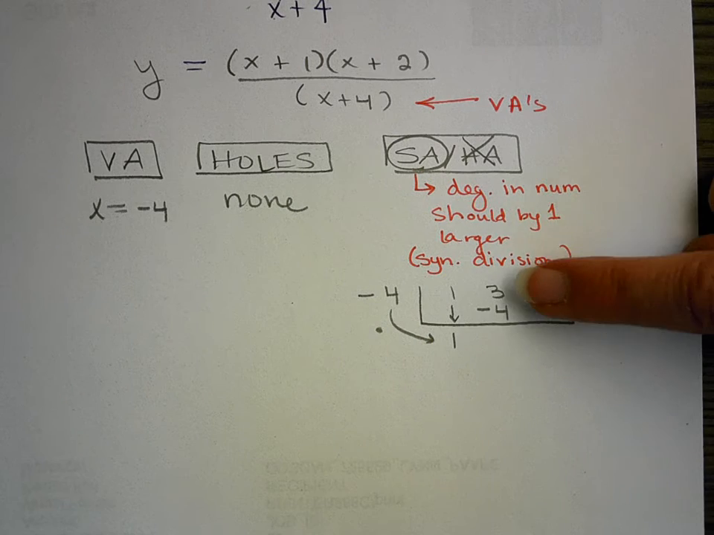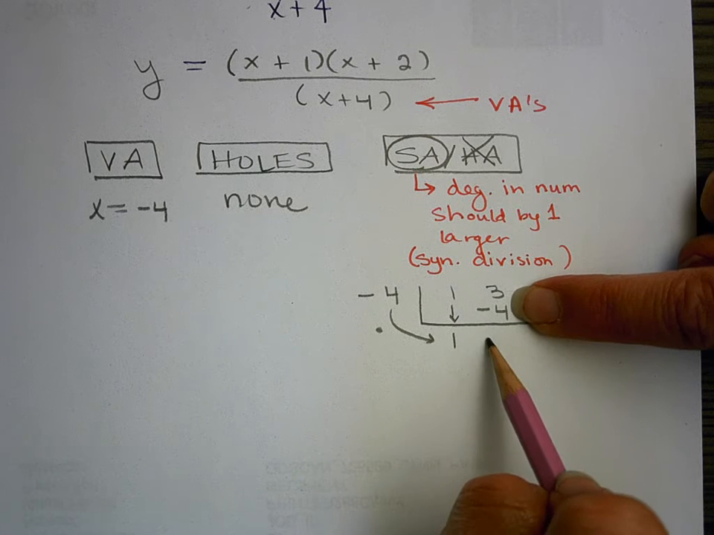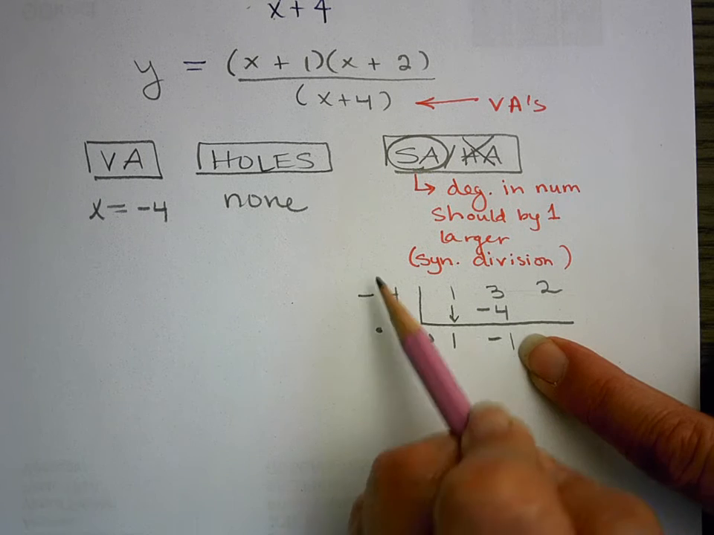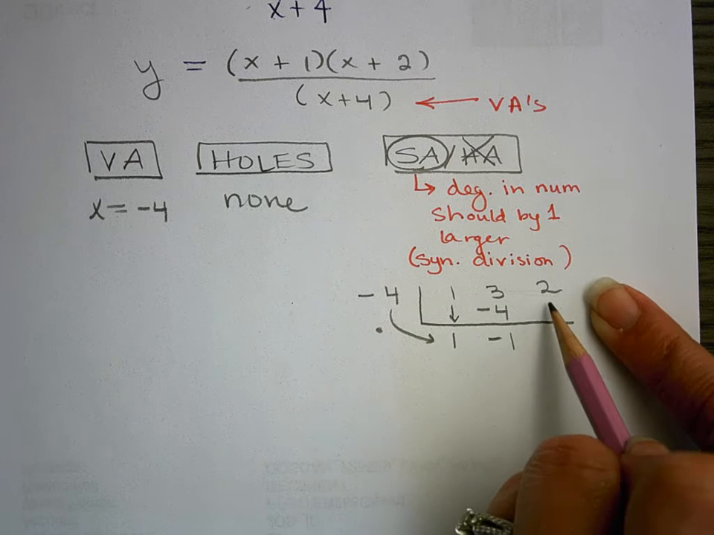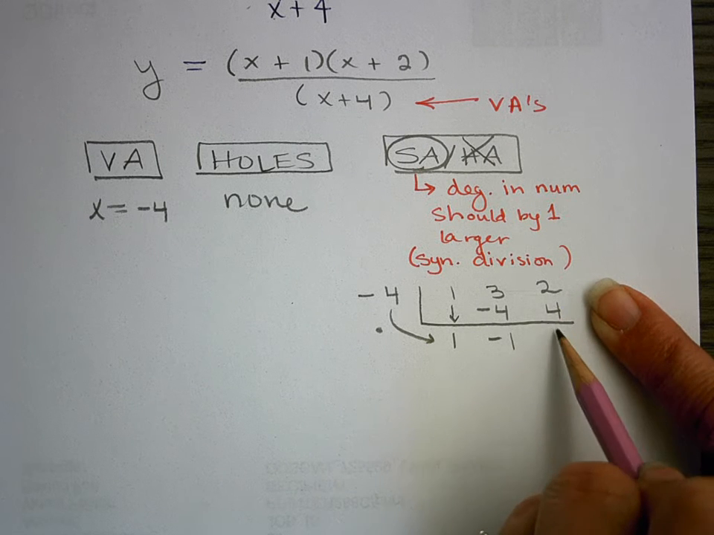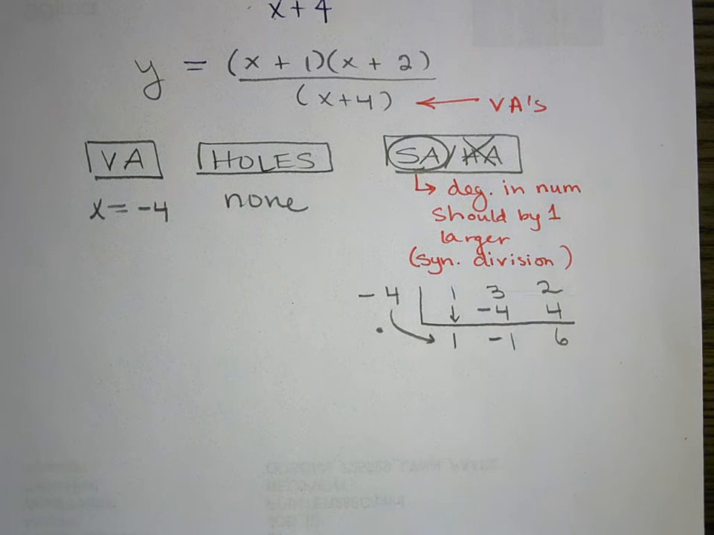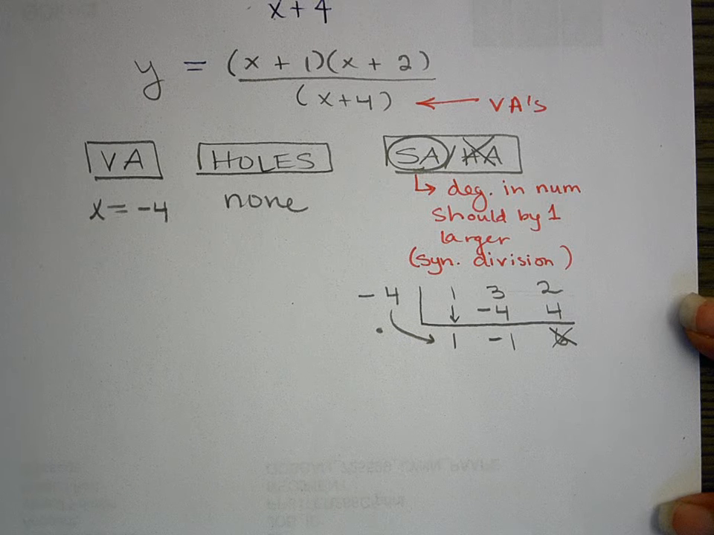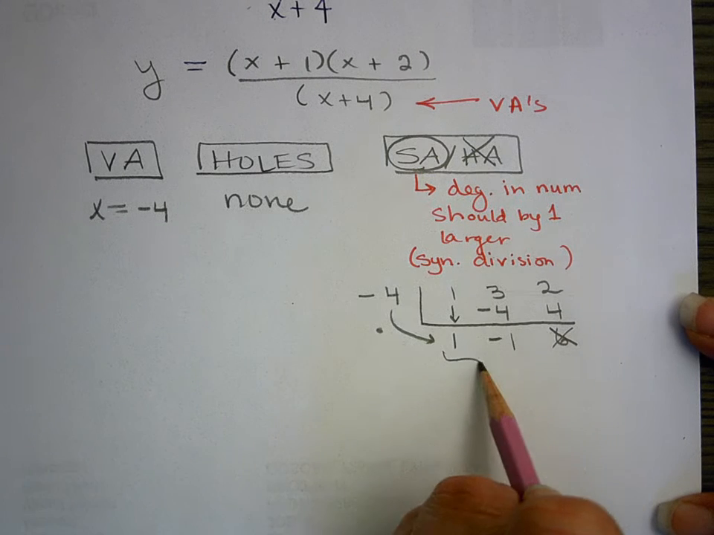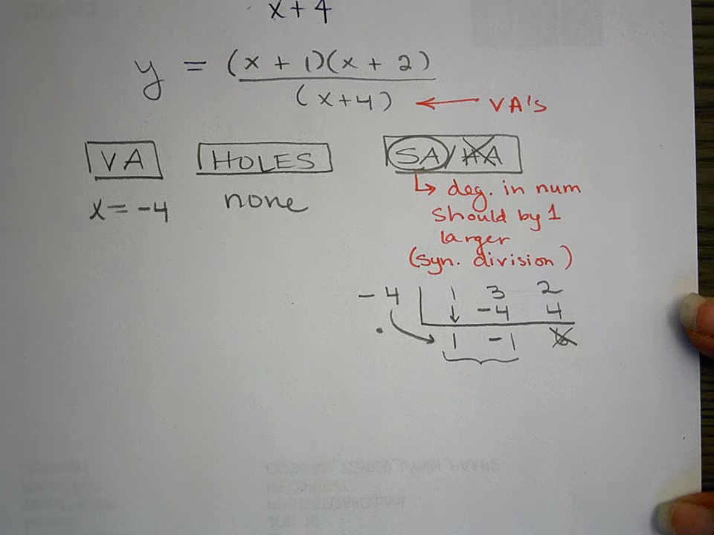So then I'm going to do 3 plus -4 is -1. And then multiply by -4. So -4 times -1 is +4. And then add going down. And then once I get here, I always ignore the last term. So I'm ignoring this last term. So I ignore that. And then I use these two numbers here to create an equation of a line.